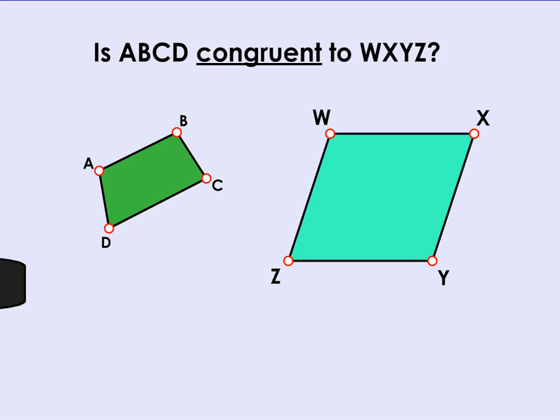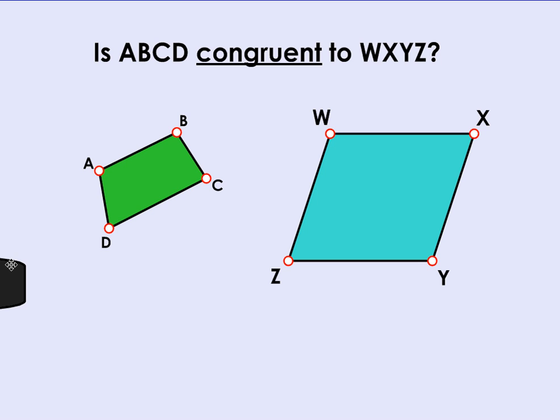So to get us started, we first need to talk about what it means for two figures to be congruent. In this diagram, we have two quadrilaterals. We have A, B, C, D, and we also have W, X, Y, Z. And the question posed to us is, is ABCD congruent to WXYZ? Just looking at these two figures, we're likely to say that no, they don't look to be congruent.